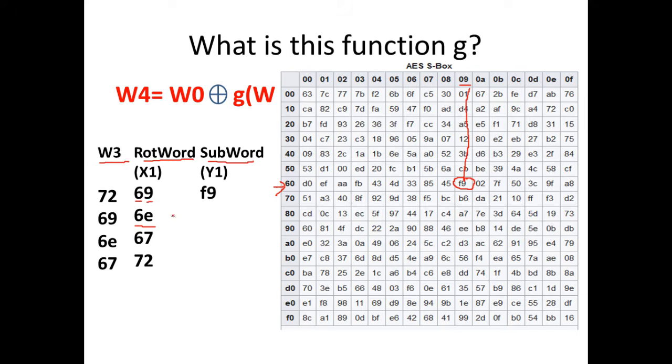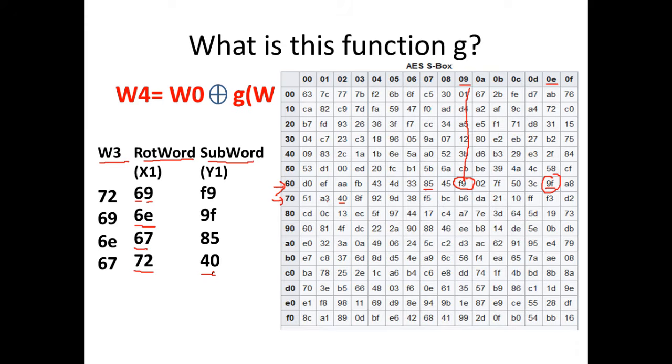Likewise, can we do it for 6E? 6 is here. Where is E? E is here. Right, so this is where E and 6 intersect, so the value is 9F. Likewise 67, you have 6 and where is 7? 7 is here, so the value is 85. Likewise 72, 7 is here, so this is 0, 1 and 2, the value is 40.